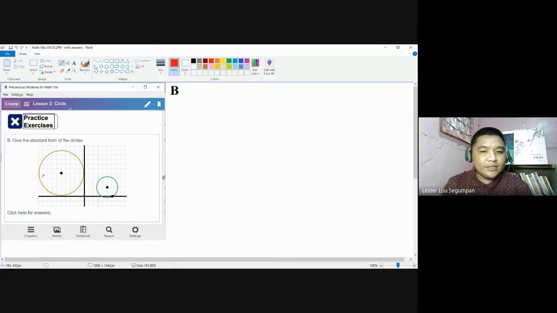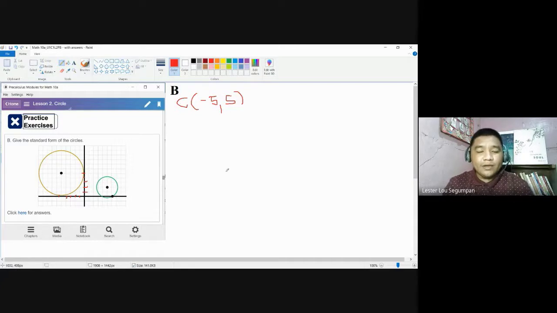Looking at the two circles here, let's focus first on this gold colored circle. We have here its center at this point. Looking at the Cartesian plane and thinking that each grid is one, the center is located at 1, 2, 3, 4, 5, so -5, and then 1, 2, 3, 4, 5, positive 5. So we are now sure of its center. But we need to come up with the radius first.